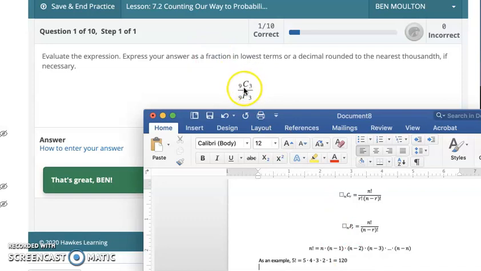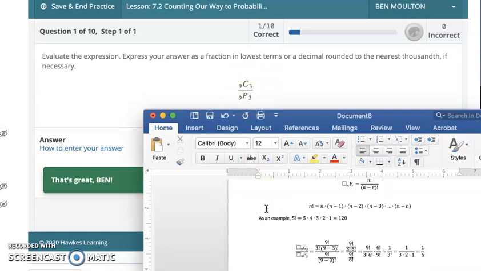We're going to take 9 choose 3 for the combination, and then that combination over the permutation of 9 choose 3. So how does that set up? Well, the long way of doing this looks like this. Just bear with me here. I've got an easier way to do this in a second.